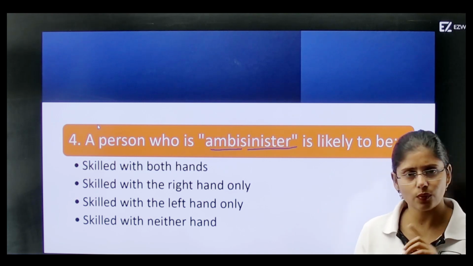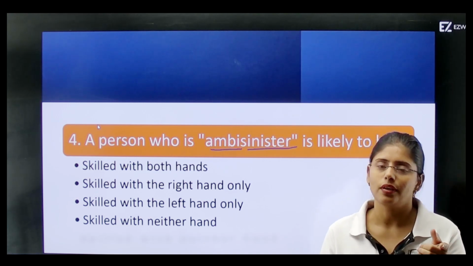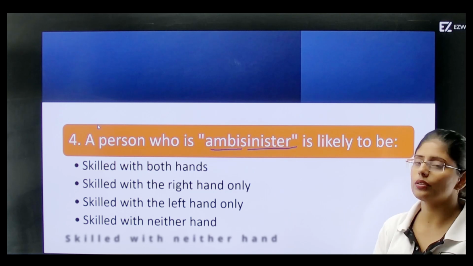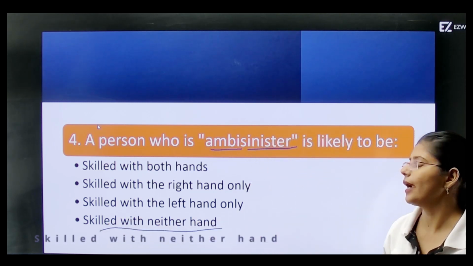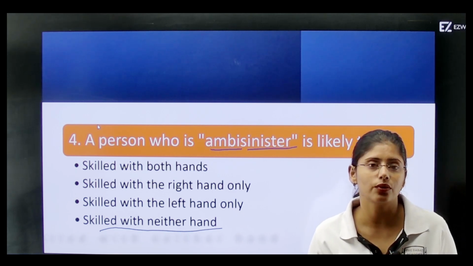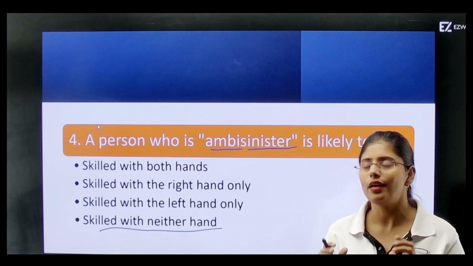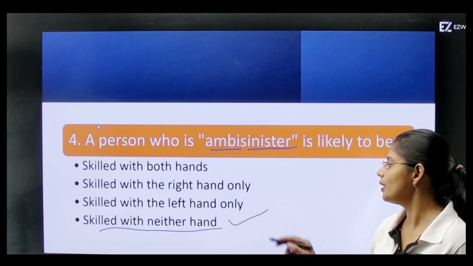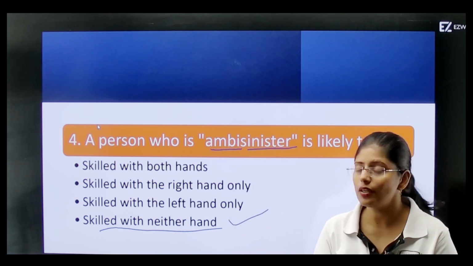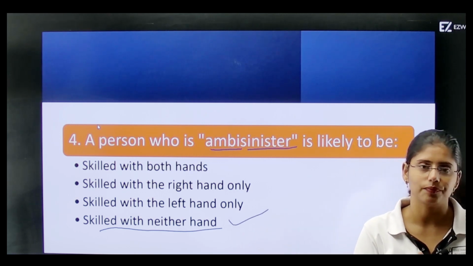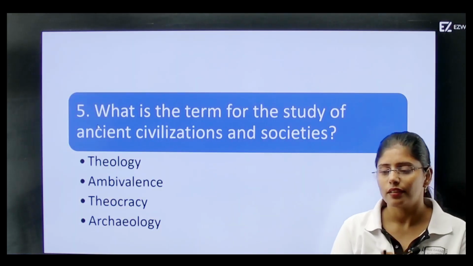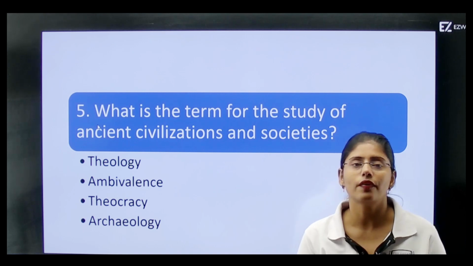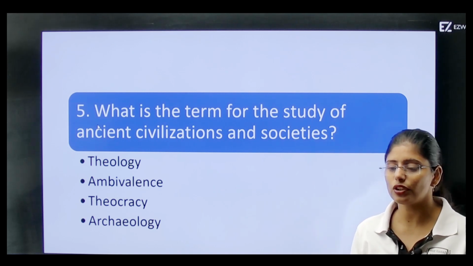But ambisinister is the opposite of that word. So ambisinister is the one who is skilled with neither hand. It means who is unable to use both hands well. That is known as ambisinister. So yes, option D is the correct answer for this question. Let's move ahead to the last question of this slide, which asks what is the term for the study of ancient civilization and societies?